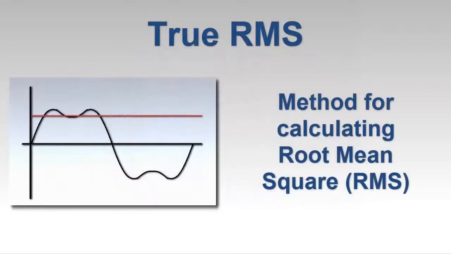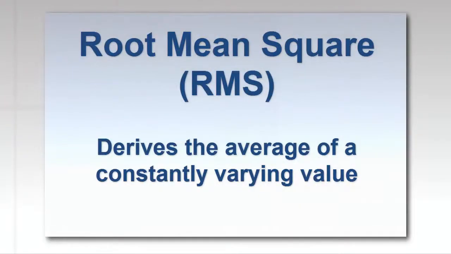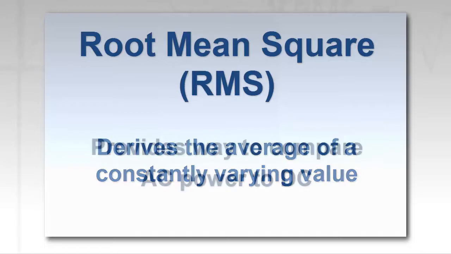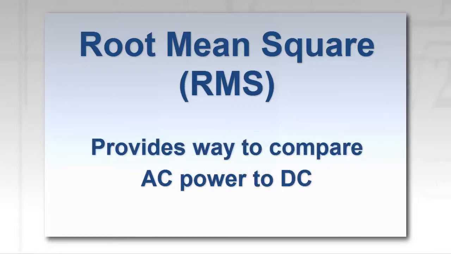The most well-known of these is true RMS, an industry term for a method for calculating root mean square. As you may recall from a previous AEMC video, root mean square, or RMS, is a mathematical concept used to derive the average of a constantly varying value. In electronics, RMS provides a way to measure effective AC power that allows you to compare it to the equivalent heating value of a DC system.